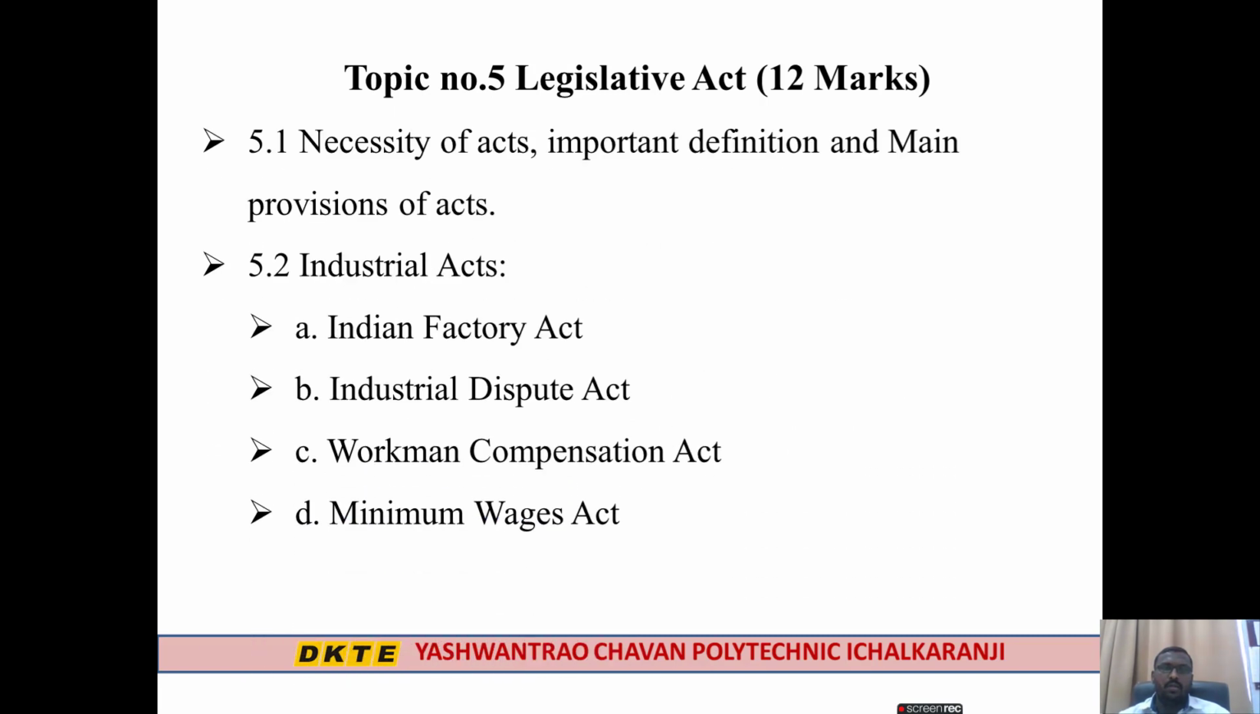So in this topic we are going to study the necessity of acts, important definitions and main provisions in the acts. What is meant by industrial acts? Indian Factory Act, Industrial Dispute Act, Workman Compensation Act and Minimum Wages Act.